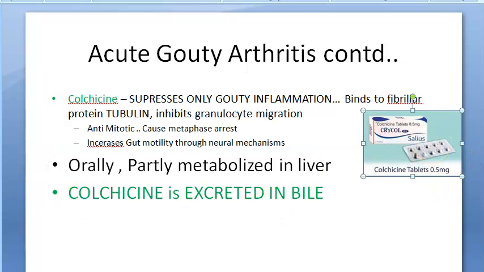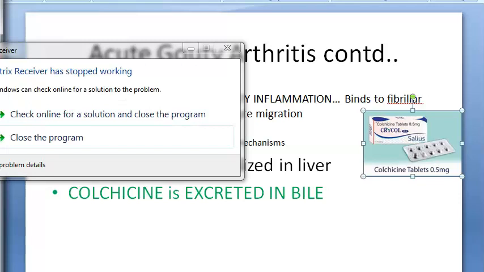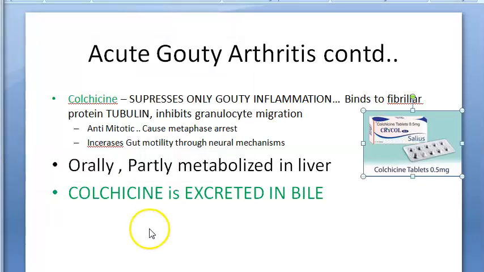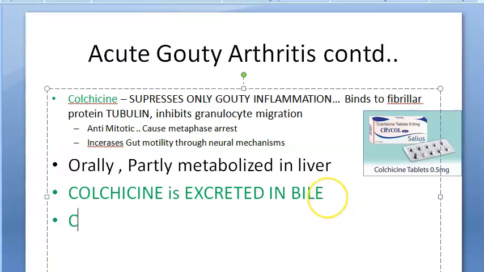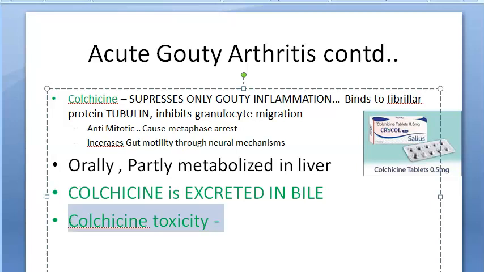Now, it undergoes enterohepatic circulation. Ultimate disposal occurs in urine and feces over many days. Wow, it takes many days to leave our system. Okay. Some inhibitors of some enzymes retard colchicine metabolism and enhance toxicity. So even colchicine toxicity can happen, because other drugs may reduce its metabolism. Okay. Toxicity of colchicine is high and dose related.